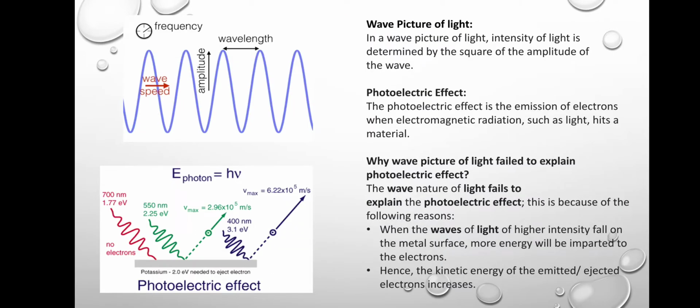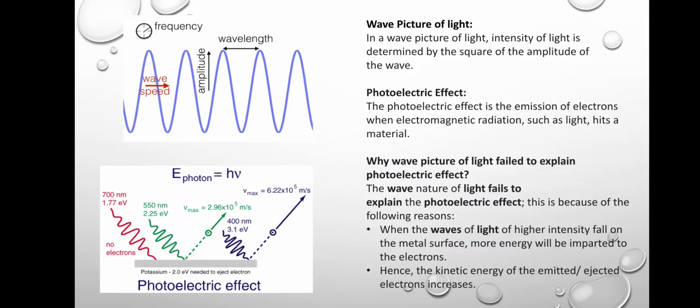Right, now similarly, the wave picture of light. Now we know that light travels in the form of waves. We know that wave speed is there, you know the amplitude, how high it is, how low it is, right? You know what wavelength is, the distance between two crests and troughs. So in a wave picture of light, intensity of the light is determined by the square of the amplitude. So intensity, how bright the light is, depends on how big the amplitude is. Square of the amplitude we assume.